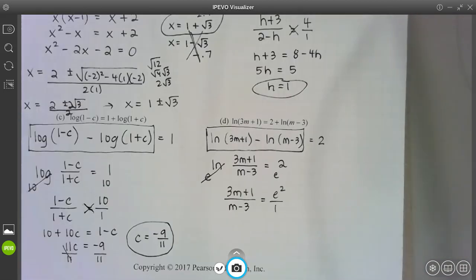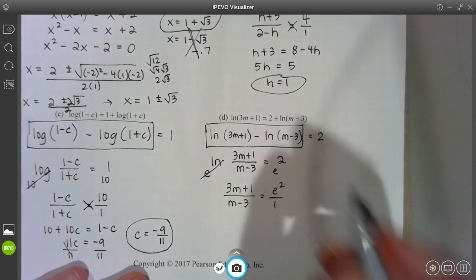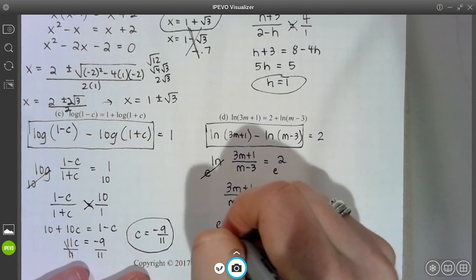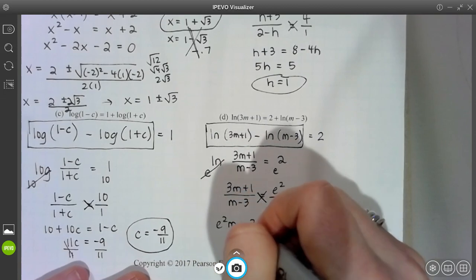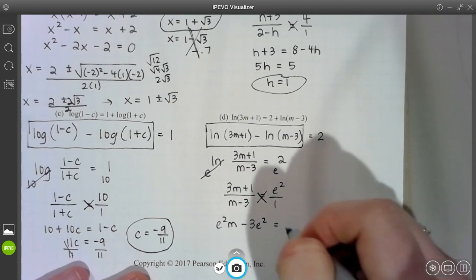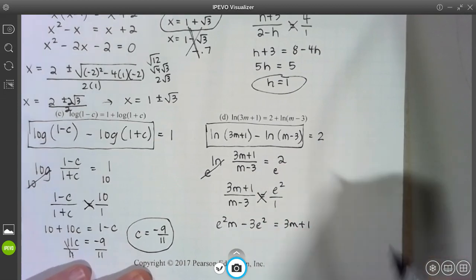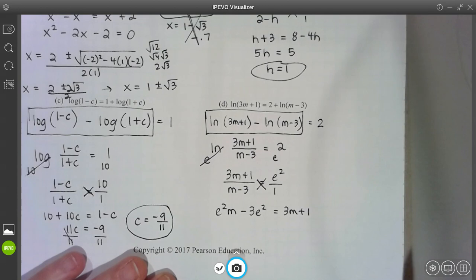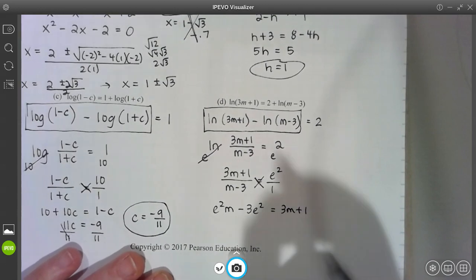Now your job, remember, is to solve for m. m is the only variable in this problem. So since we have multiple m's, our job is going to be to get all m's on one side and then everything else on the other side so we can isolate m to solve for it. So let's cross multiply to get rid of these fractions. We're going to get e squared times m minus 3e squared equals 3m plus 1. All right, I'm going to minus my 3m here, and I'm going to add my 3e squareds that way, because 3e squareds, guys, that's a number. It's an ugly number. It's an irrational number, but it's a number.